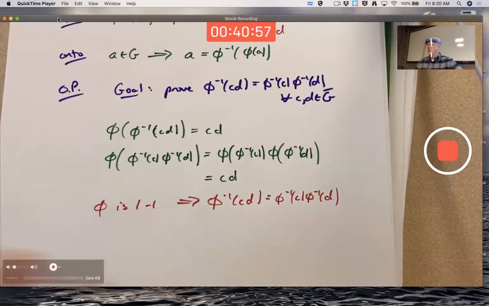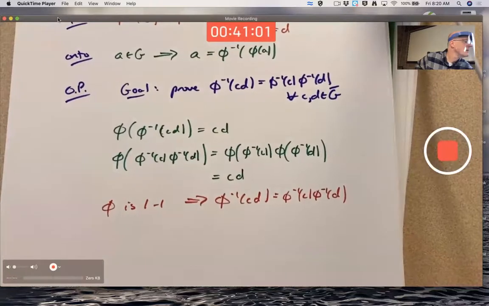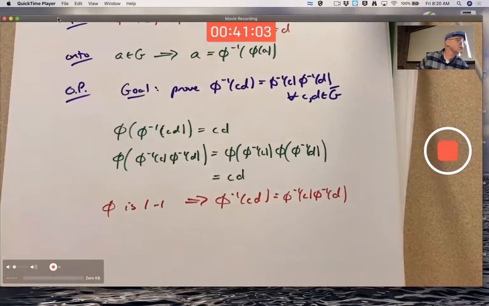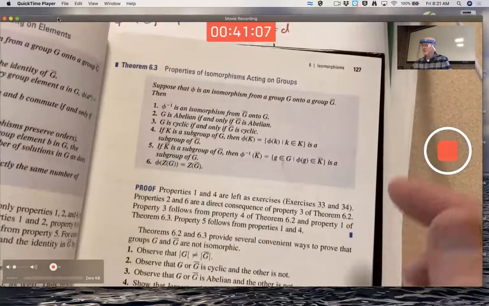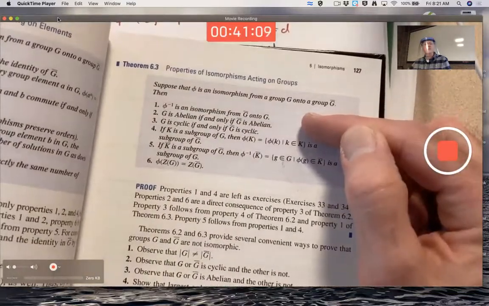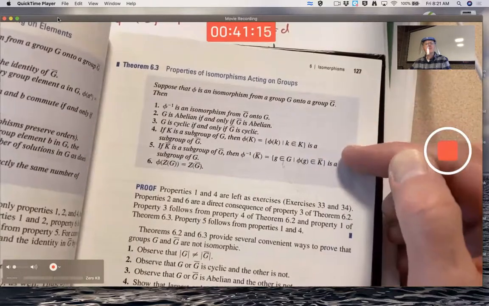I think another example is worth doing. What we just did was essentially prove Theorem 6.3 on page 127. It's a multi-part theorem, and we essentially proved number 1. Let's also look at a proof of number 4.